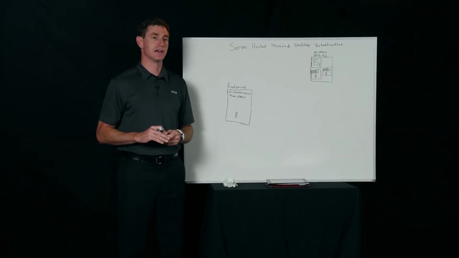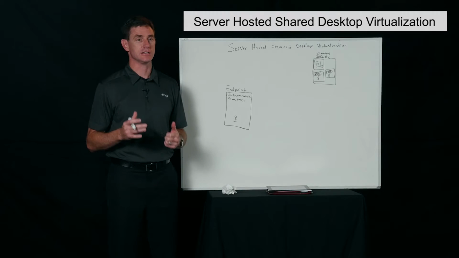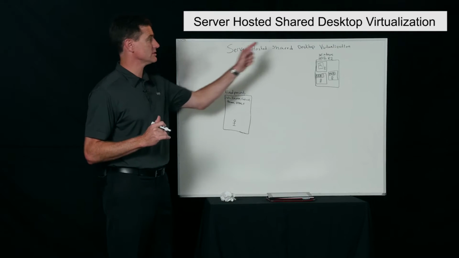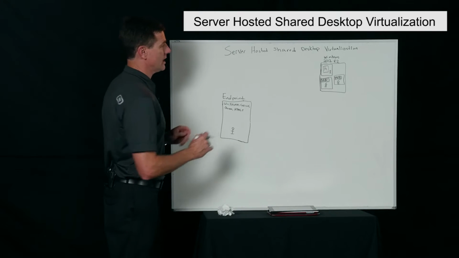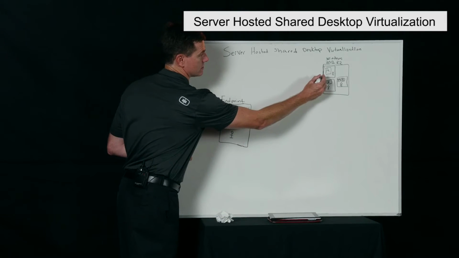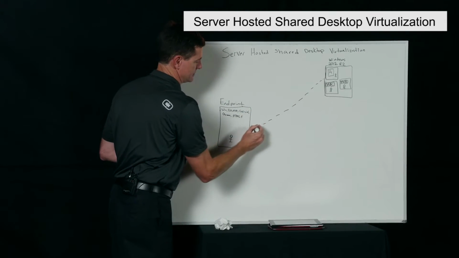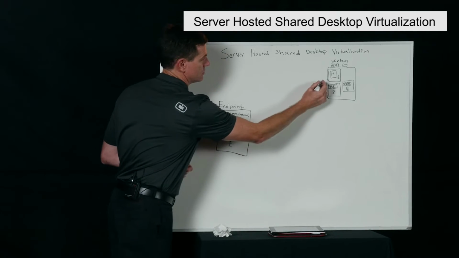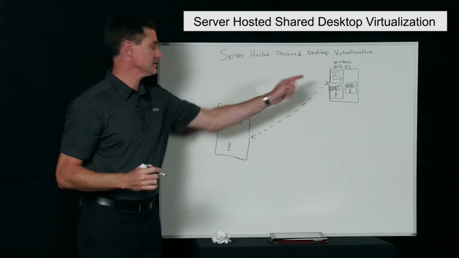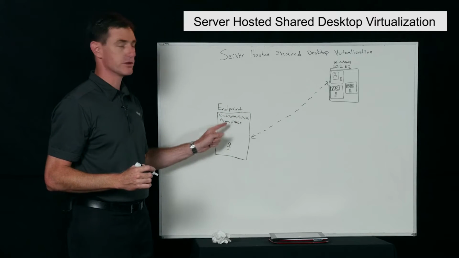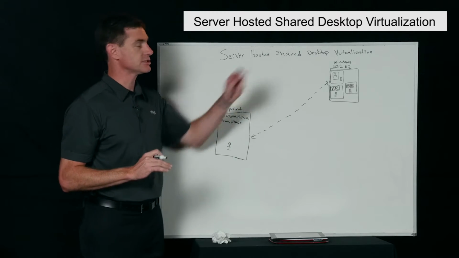One way to leverage XenDesktop Flexcast is for desktop virtualization. In this case, server-hosted shared desktop virtualization. What this means is we're going to execute a desktop user from the data center, and we are going to present to the end user a desktop look and feel on their endpoint device, and it's going to be from a shared operating system.